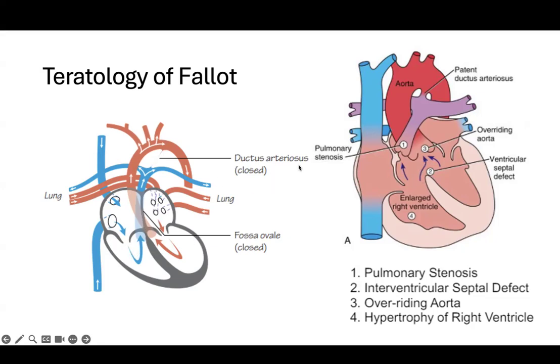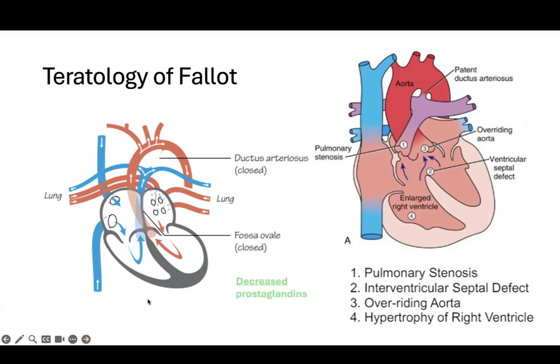So this is one presentation of tetralogy of Fallot, but the origin of this defect results much earlier in development of the heart, when we talk about the septation of the different chambers and the different vessels. So that's when things go wrong. As a result of that, you also have the aorta directly above the ventricular septal defect, resulting in what we know as an overriding aorta.